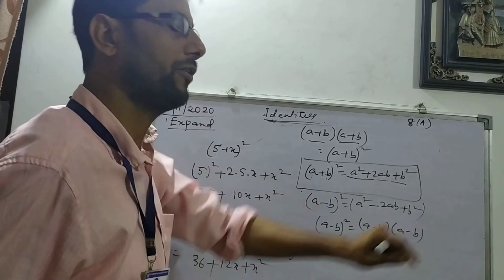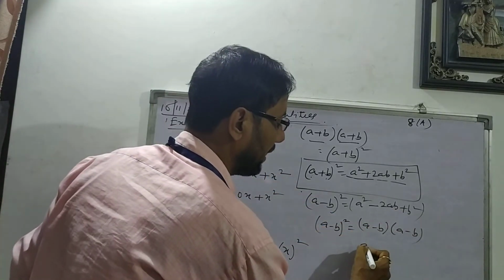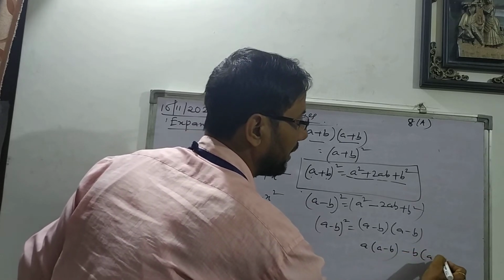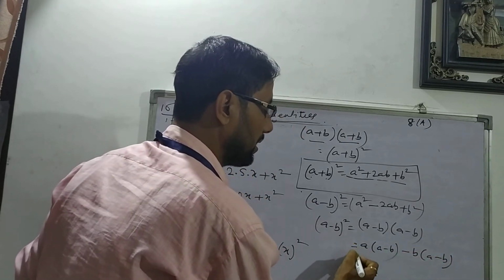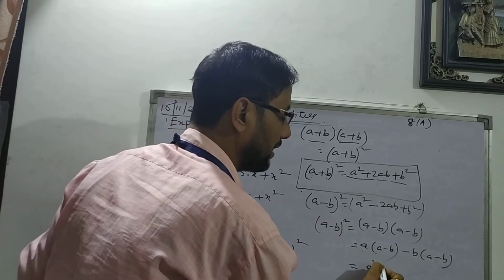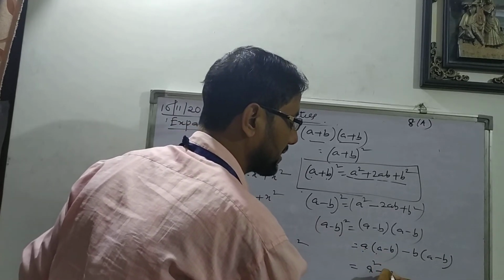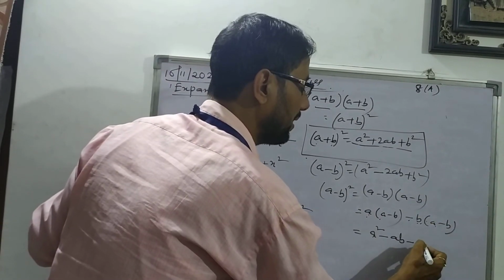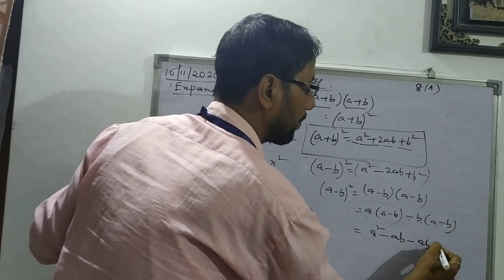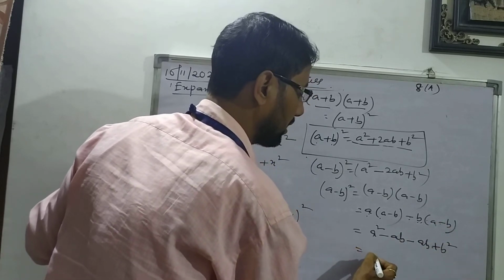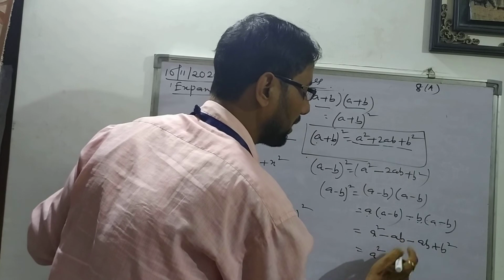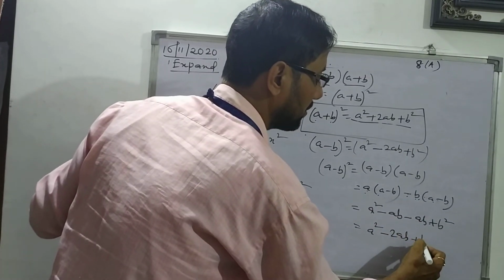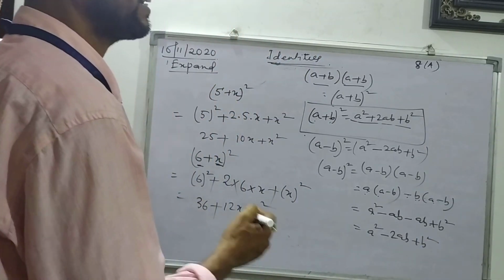Now it comes binomial into binomial. Now I will write a into a minus b, minus b into a minus b. So is equal to a into a, a square, a into b, minus ab, minus b into a, means minus ab, minus into minus plus b square, is equal to a square minus 2ab plus b square. So students, this is another identity.